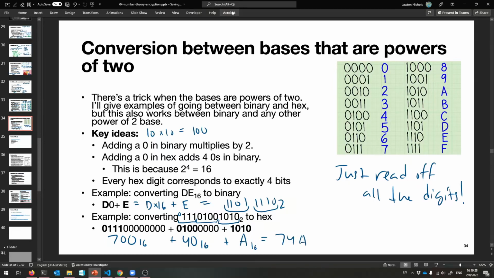You just read them off. Isn't that cute? Base 16. That's how it works. So you can really just read off these things. Just group them into the corresponding chunks of bits, and it all works out. That's how you convert between bases that are powers of 2, because of this trick. Okay? Hopefully that is going to be useful for you later.